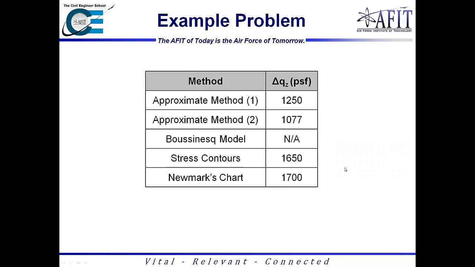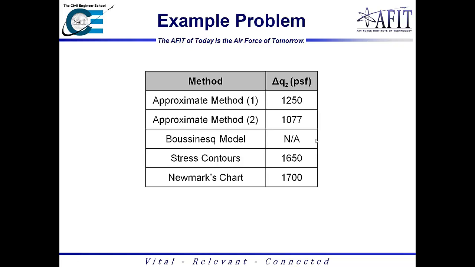And so if I compare that to the approximate methods and the WMSS model, you're going to wind up with about 1,650, 1,700 for these two indicators, and about 1,250 and 1,077 for these two. The reason the WMSS model wasn't calculated is because WMSS is for the corners, and since I calculated the center, I couldn't use it. I had to use Newmark's or the stress contours.